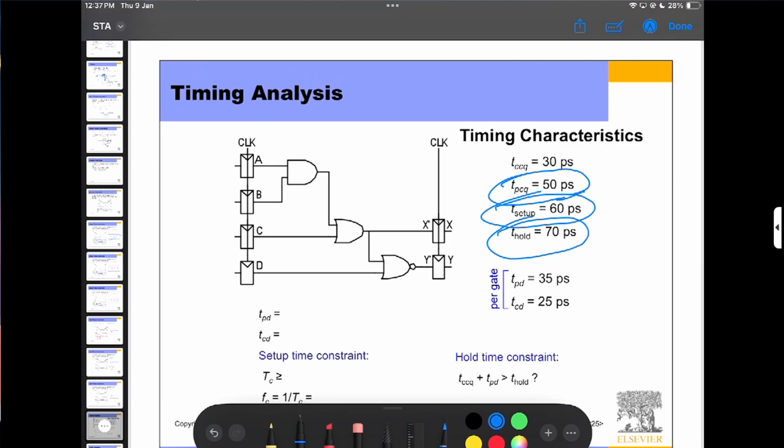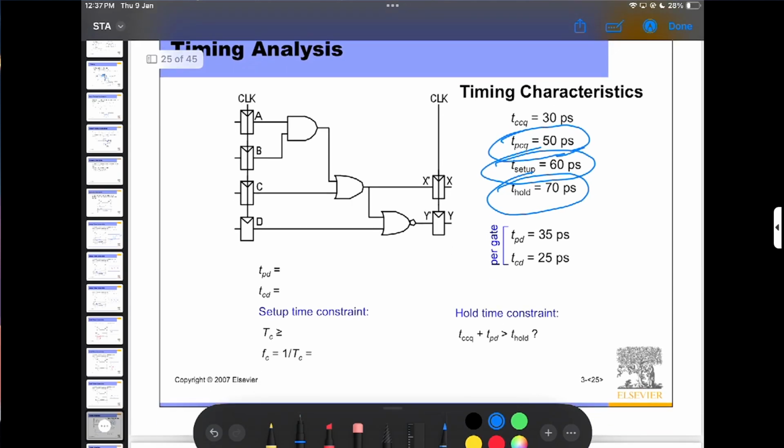So if my t hold is 70, and there are some NAND and AND gates, we take the propagation delay, the maximum delay. Here is 35 picosecond, here is my 35 and here is my 35. So 35 times 3 is 105 picosecond delay here.